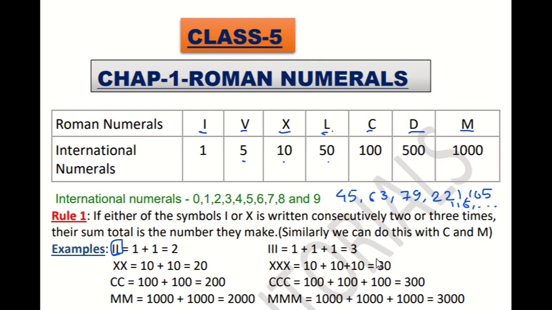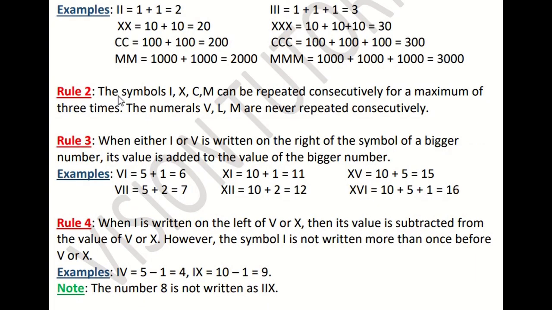We can go with C and M in the similar way. So 2 times C will give you 200, 3 times C will give you 300, 2 times M will give you 2000 and 3 times M will give you 3000. Okay, let us move to rule number 2.